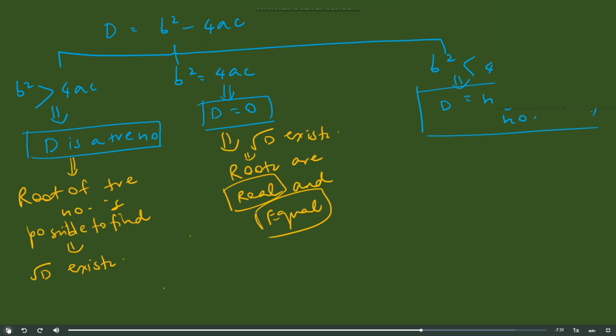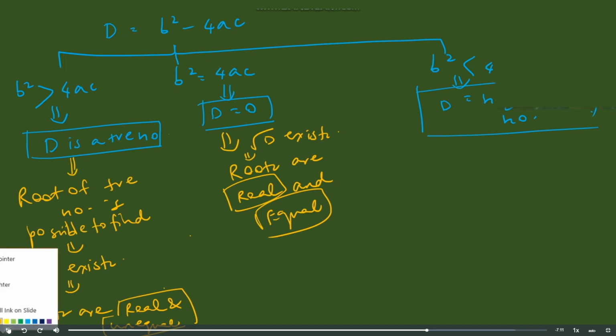If b square is greater than 4ac, d is a positive number. Roots of a positive number are possible to find, and root d exists. Roots are real and unequal. Real and unequal.